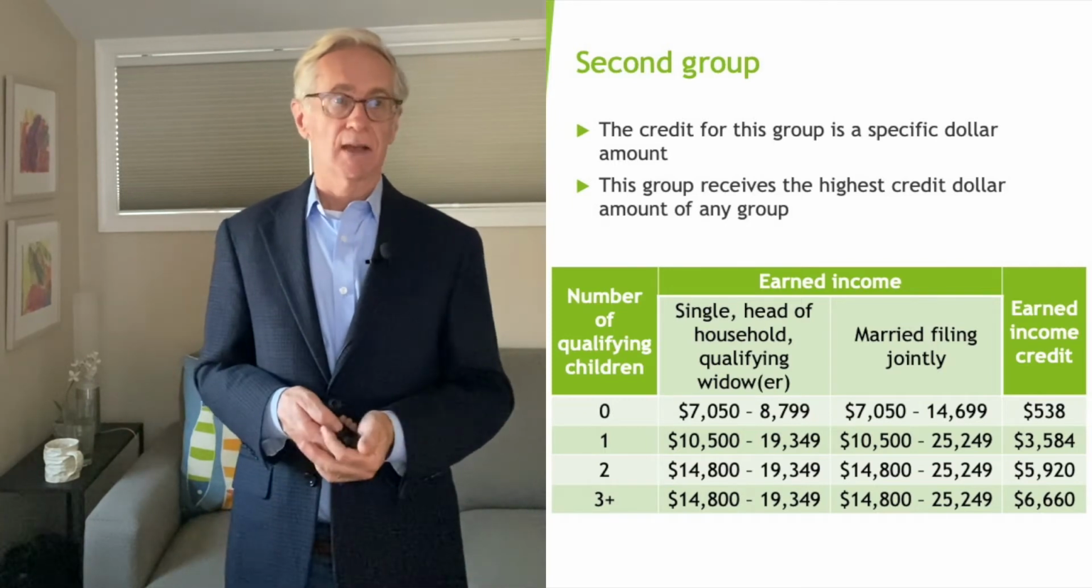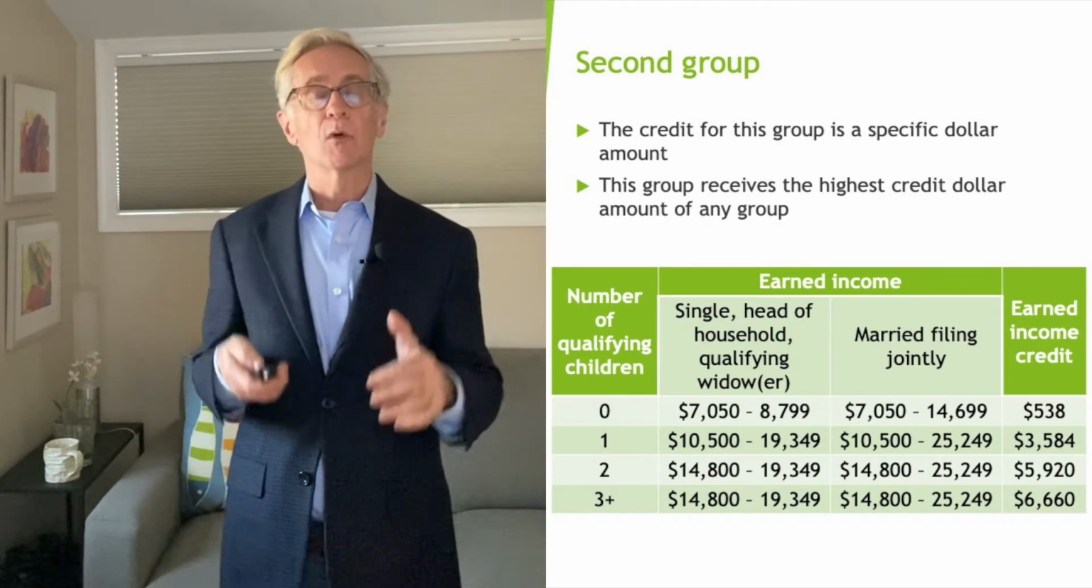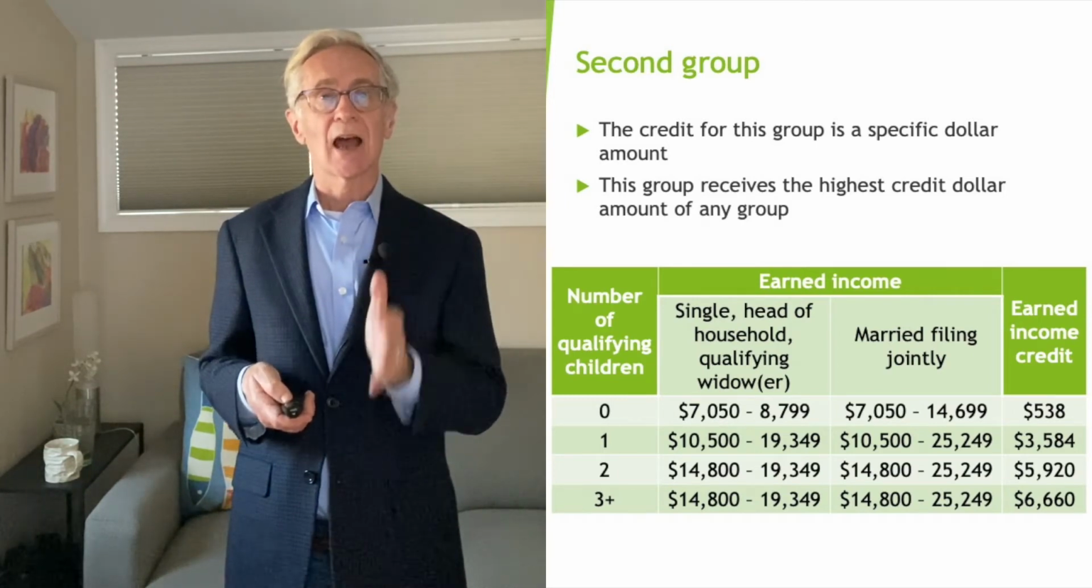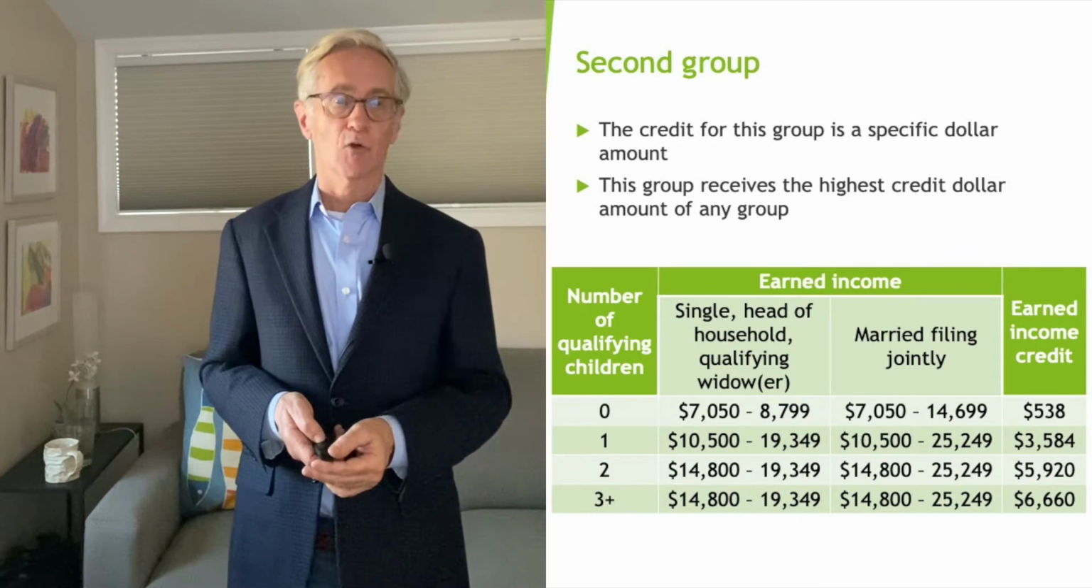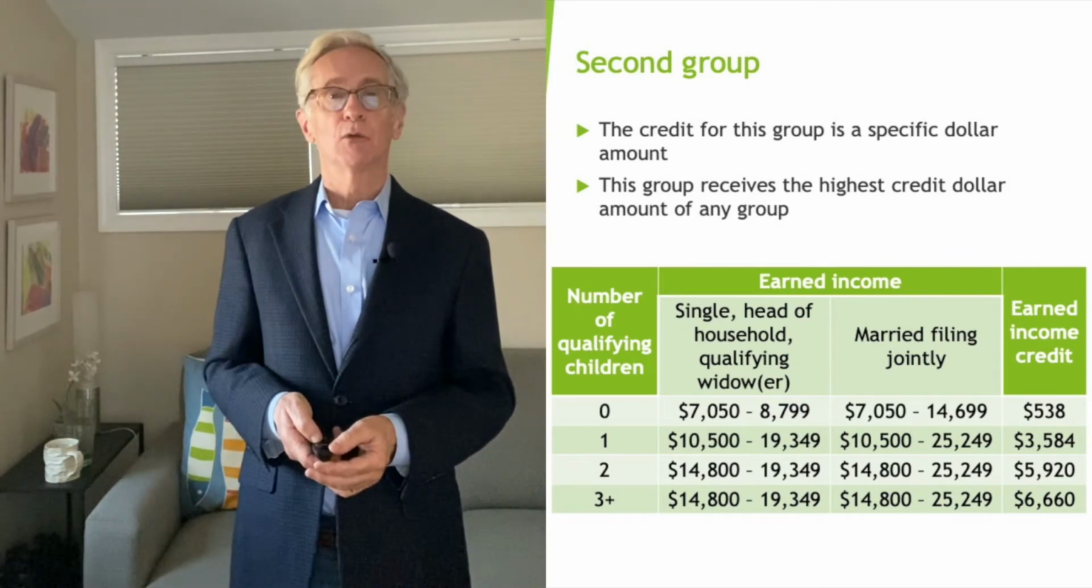Hopefully that all makes sense. So that's the second group, that plateau group, where everyone within these ranges gets exactly the same amount of earned income credit. With that, we're ready to move on now to the third group.